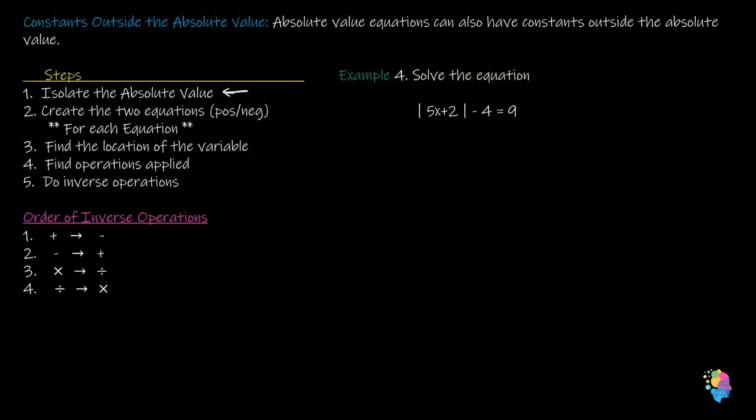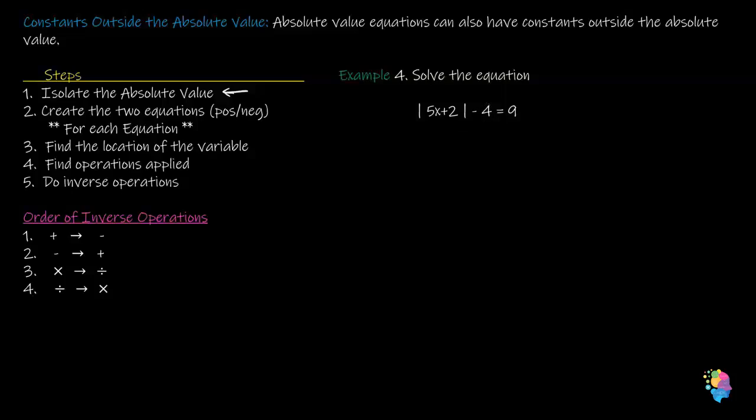Now, what does it mean to have constants outside the absolute value? Well, if you look at the left side of this equation, where the absolute value is, now not only do we have that absolute value, but you also have this number outside of it. Before you start creating the two equations, we need to remove anything that is outside the absolute value. That means that we need to isolate the absolute value. So let's see what we can do to isolate the absolute value.